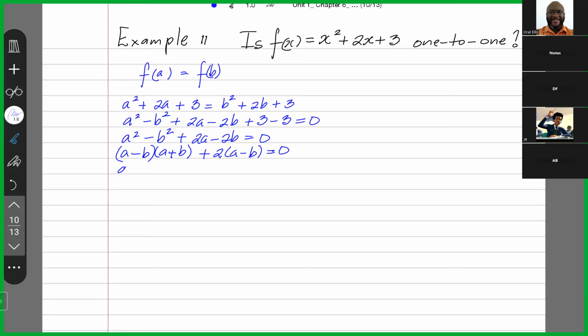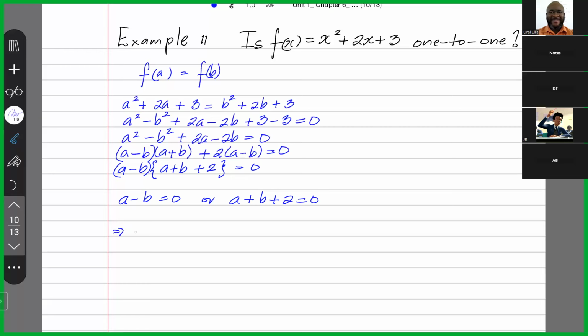So let's put a minus b outside of a pair of brackets. And a minus b into a minus b, a plus b is a plus b. And a minus b into 2 times a minus b is positive 2. And this is equal to 0. So now I'm multiplying two expressions and I'm getting 0. So it's either the first that is equal to 0 or the second that is equal to 0.